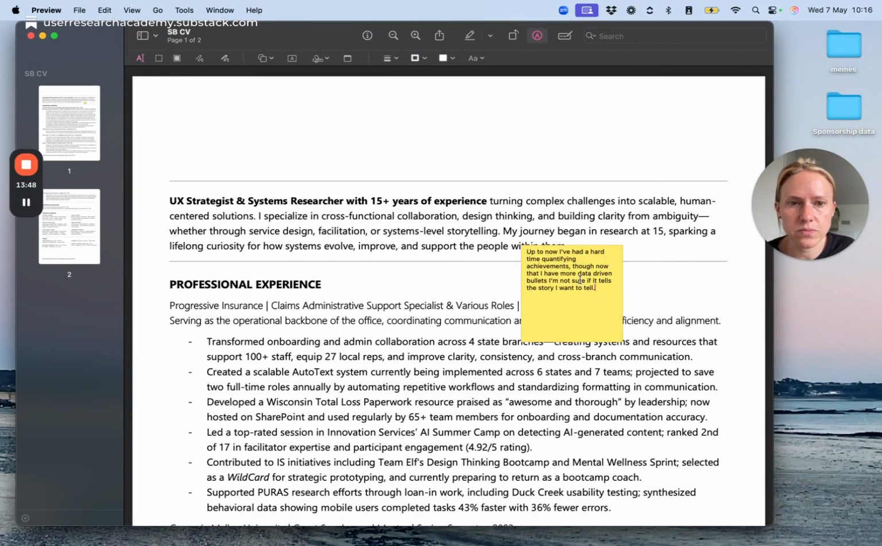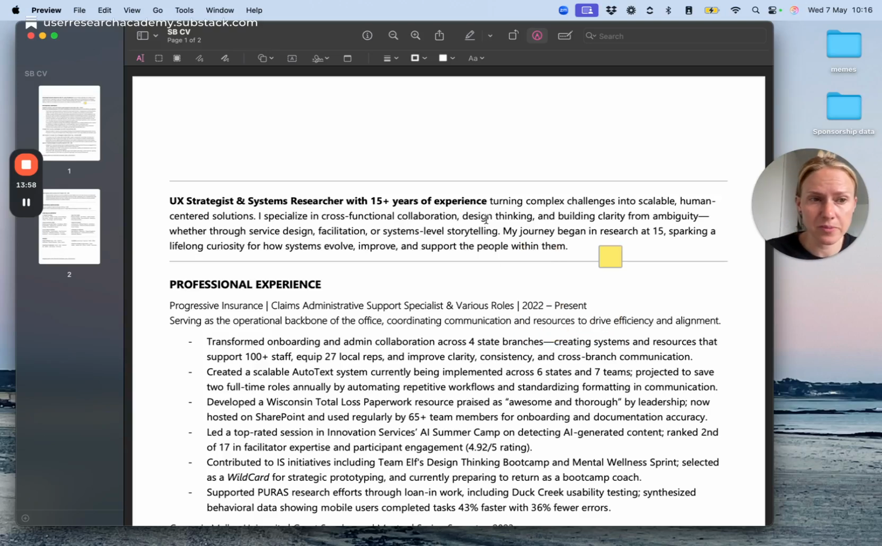Great. What is the problem? Up until now, I've had a hard time quantifying achievements, though now that I have more data-driven bullets, I'm not sure if it tells the story I want to. Don't get too caught up on storytelling in your resume. It's bullet points. It's not going to be beautiful.